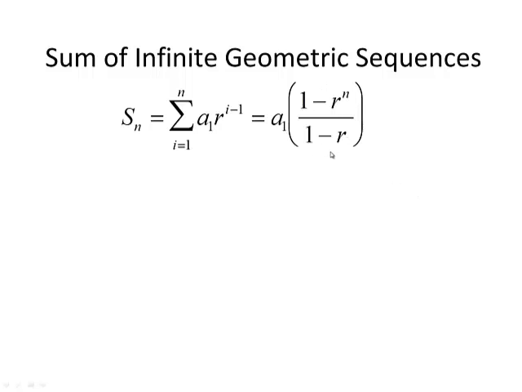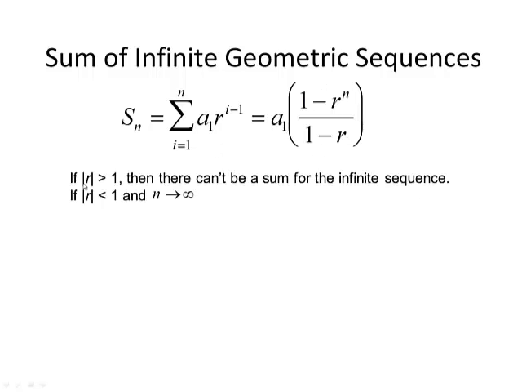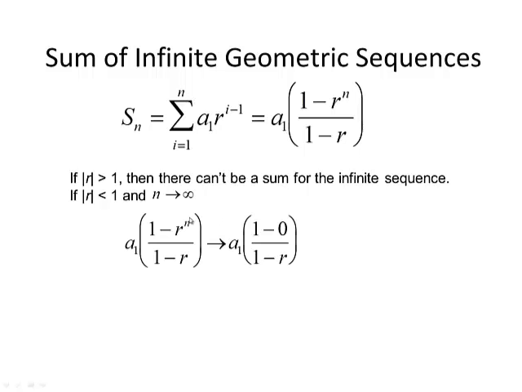So here's your formula. And remember that if r is greater than 1, then there can't be an infinite sum. But if r is less than 1 and n is infinity, if this goes to infinity up here, then you can have a sum. This is my finite formula up here, not my infinite formula. What happens if we let n go to infinity? What happens if we let n get really, really huge?